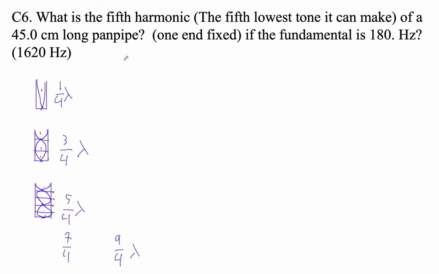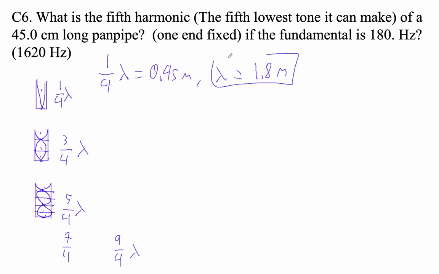Okay, so if the fundamental is 180 hertz, let's figure this out. I'll show you a couple ways to do this, but the first way I want to do it is to just use physics. So the fifth harmonic, the fundamental is 180 hertz. So let's take this guy here. 1/4 wavelength. I'm going to figure out the wave speed. So 1/4 wavelength is 0.45 meters. So the wavelength is 4 times that. So 4 times 0.45 is 1.8.